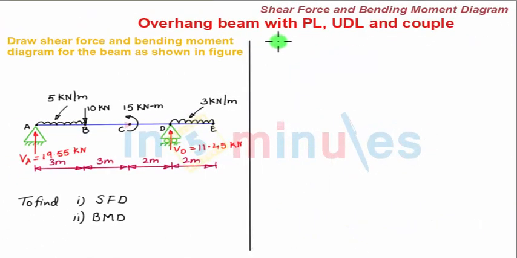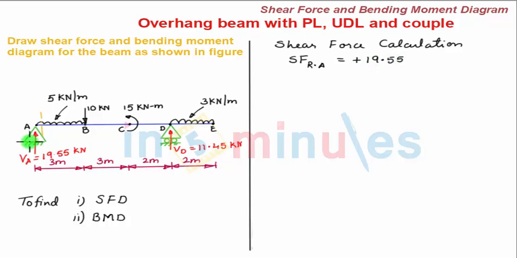Our next step is the shear force calculation. We start from the left end, that is point A, and we move towards the right. First, let's take a section towards the right of A and very near to it. Now shear force towards the right of A is equal to, if I consider the left hand side of the section, I see that there is only upward force VA whose magnitude is 19.55 kilonewton. So we have plus 19.55. Since upward force on the left hand side of the section is positive, the shear force 19.55 is positive.